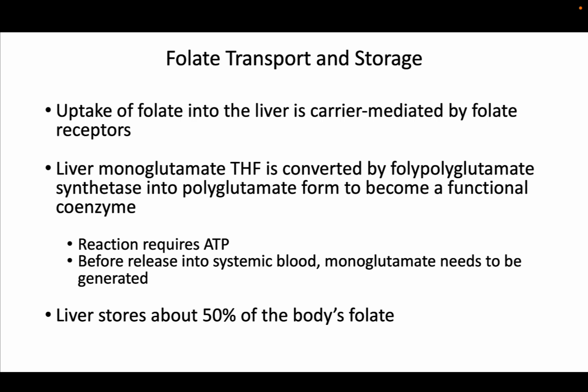So this requires ATP to do that. And before the folate would be released into the blood again, it would have to be chopped off back down to the monoglutamate form. The liver actually will hold on to about 50% of all of the body's folate for a variety of reactions, and so it's stored there in the polyglutamate form because that can't escape through the membranes.